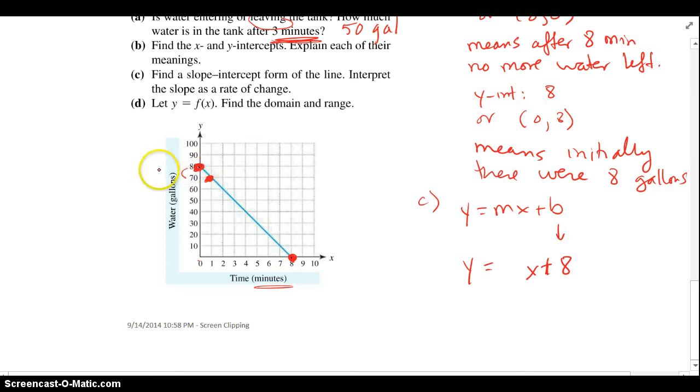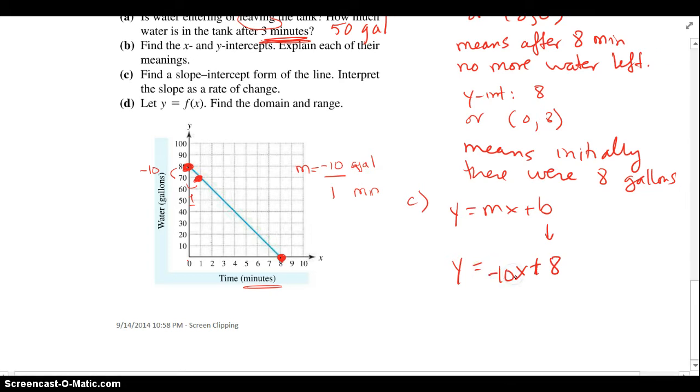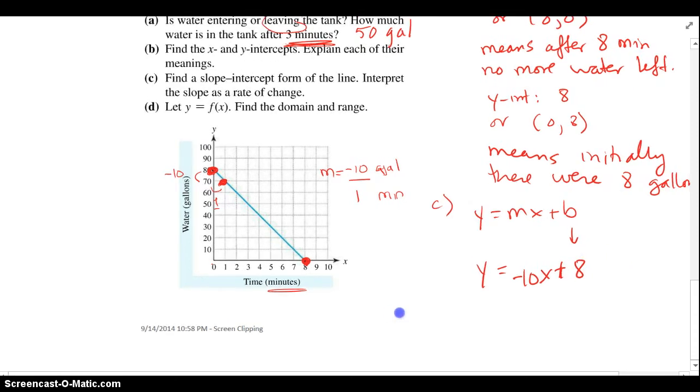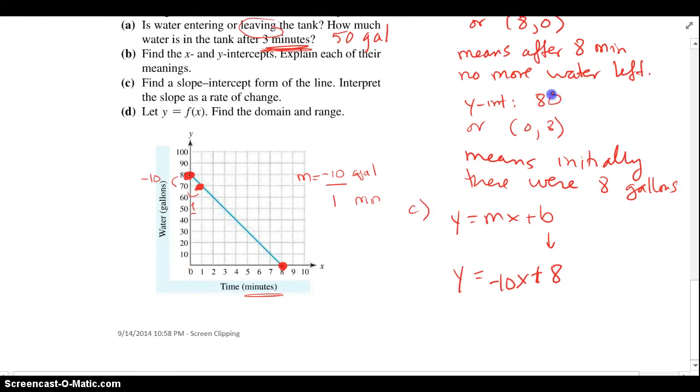Notice I go down 10 units and then I go over 1 unit. So it looks like the slope is -10 over 1. I went down 10 units and 1 to the right. And the -10 is basically the gallons, and the 1 is the minutes, if I want to put units with it. So I have -10x plus 8, I'm sorry, I have 80 gallons initially, 80 gallons. Sorry, I blocked off that 0 and I read that as an 8. So these are all 80 for the y-intercept, 80 gallons initially.